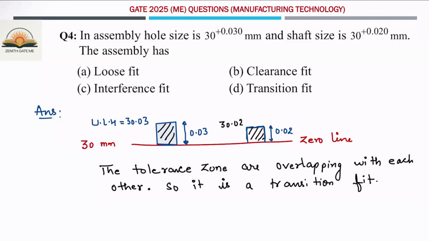Maybe in any particular question, they can ask you what will be the lower limit of hole and the lower limit of shaft. The lower limit of hole is 30, lower limit of shaft is also 30. Upper limit of hole is 30.03, and upper limit of shaft is 30.02. But in this question, you have to identify which kind of fit the assembly belongs to. So the correct answer is transition fit, option D. Okay, let's move to the next question.